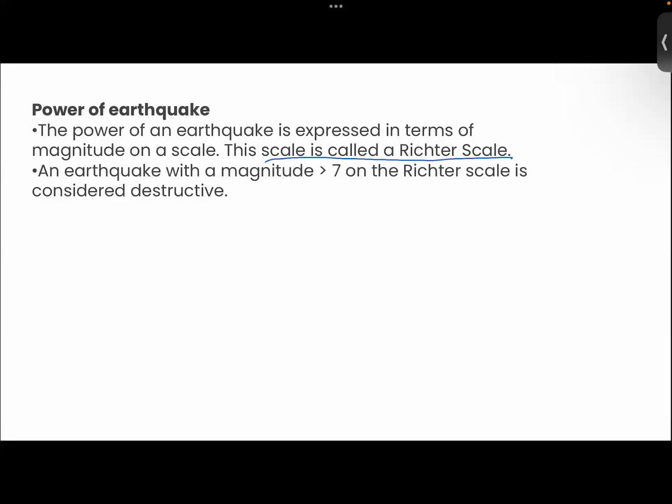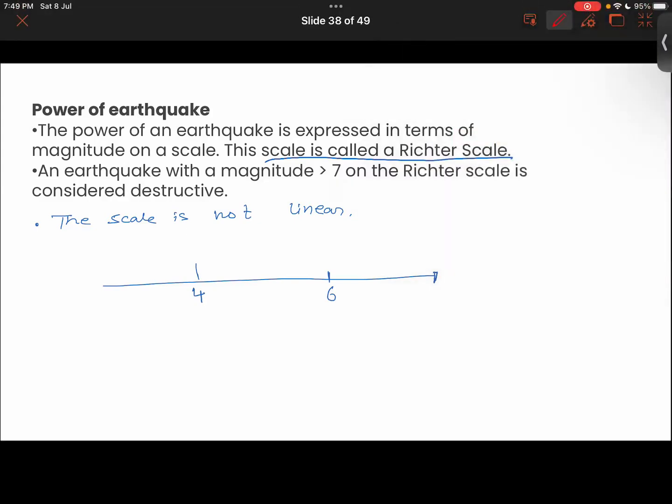And one more thing you need to notice here: the scale is not linear in nature. What do I mean by this? Look, if there are two readings on the Richter scale, one is 4, one is 6. It will not mean that the earthquake having magnitude 6 is 1.5 times greater than an earthquake having magnitude 4. It is not like that.